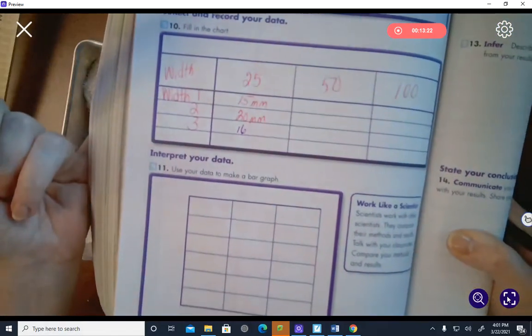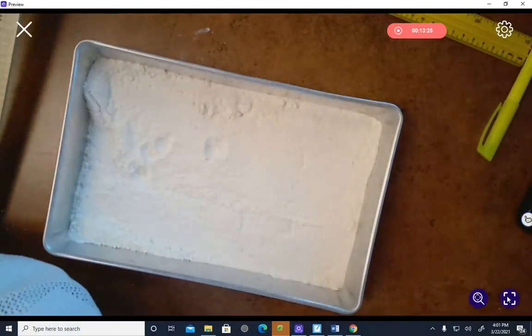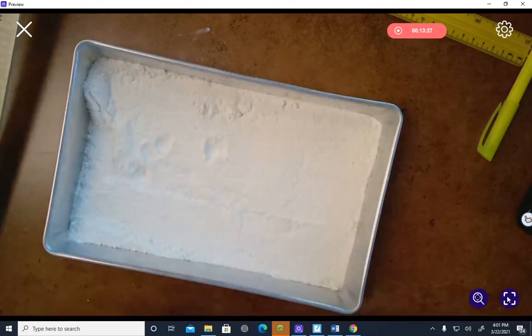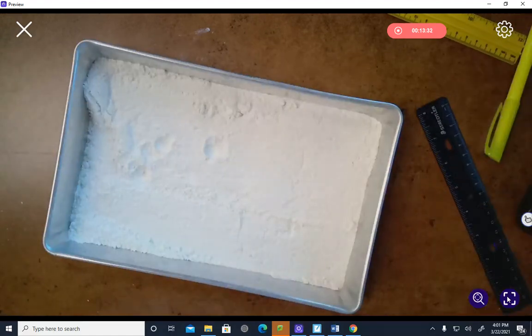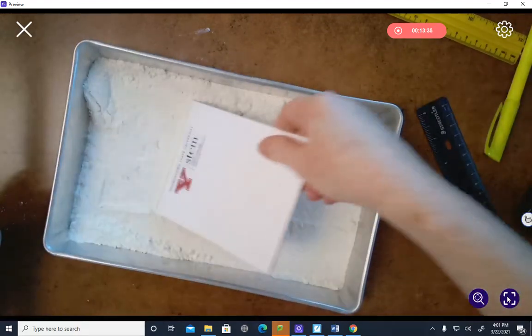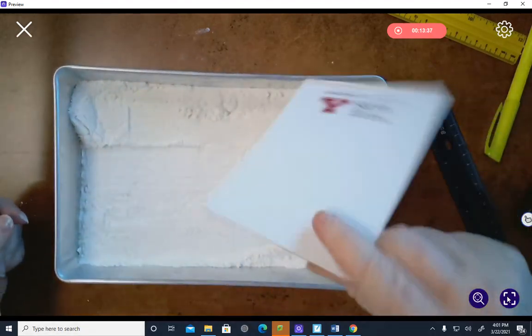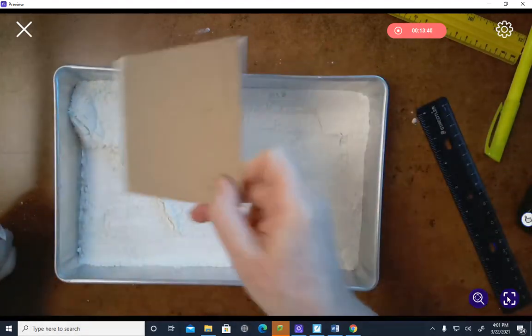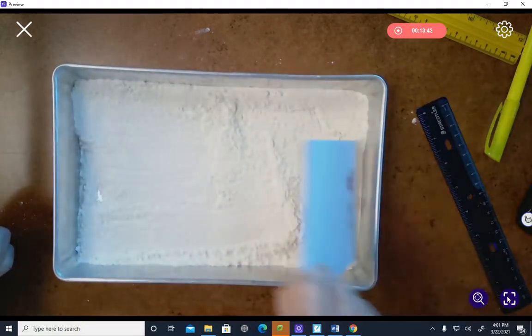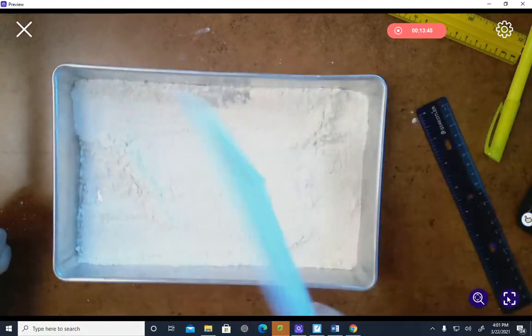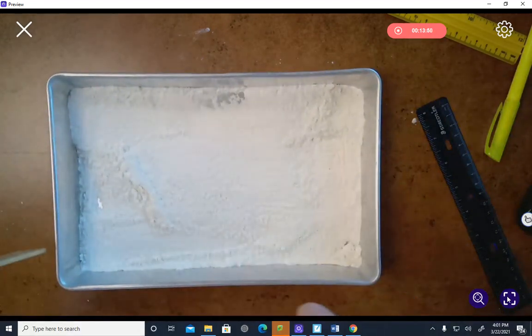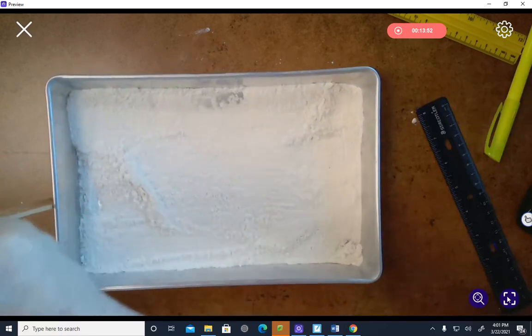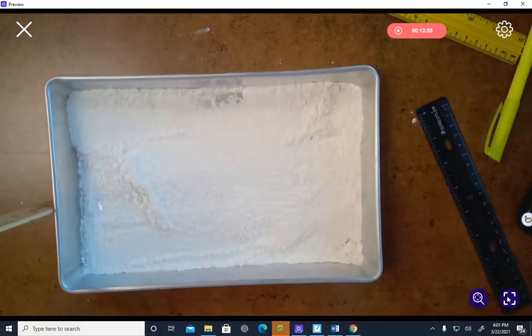I have those 3 pieces of data down in my book. I'm going to go ahead and double the height. Where is my little piece of cardboard here? So I'm going to smooth that out, trying to get the flour a little bit even there. And I am going to now double that, and go from 25 all the way up to 50 and let it drop.